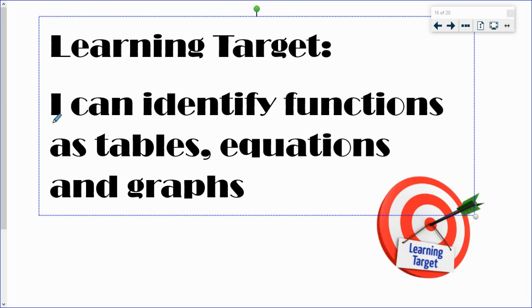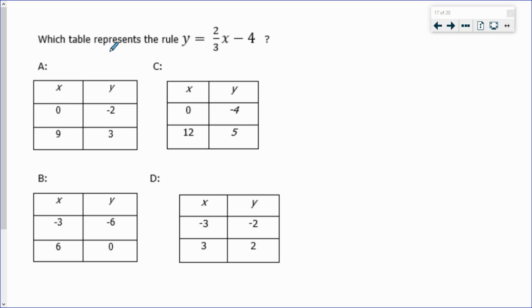Continuing on part 2 of this lesson, I can identify functions as tables, equations, and graphs. Which table represents the rule y equals 2/3 x minus 4? If I want to take an equation and match it to a table, we just need to plug in our x values and see if we get the corresponding y values. So we're going to need to check every single point in all of these tables.